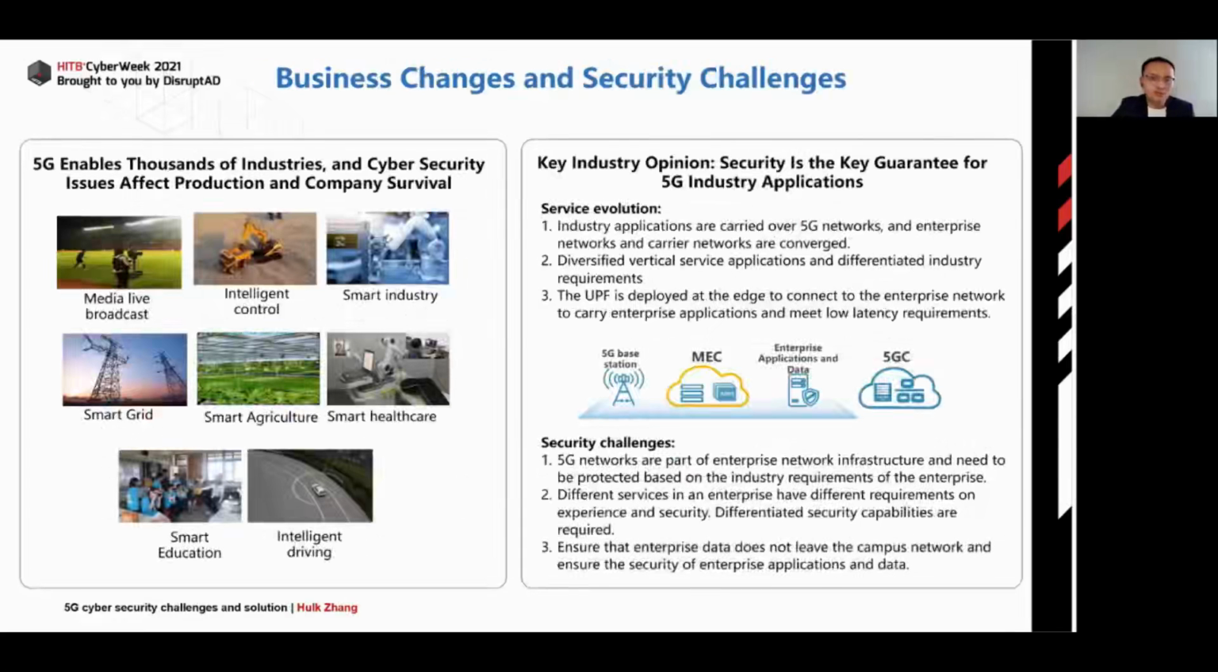The first one is business changes and security challenges. Nowadays, we hear a lot of people saying 5G enables thousands of industries, and cybersecurity issues affect production and company survival. This is true. For example, for the smart industry, more and more industries are applying telecommunication networks in their plants to increase the productivity.